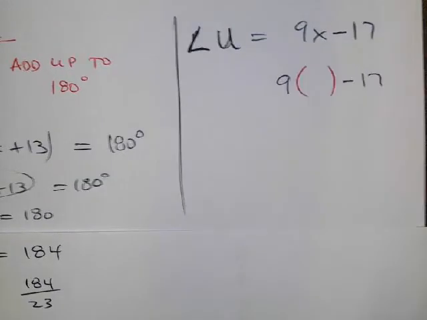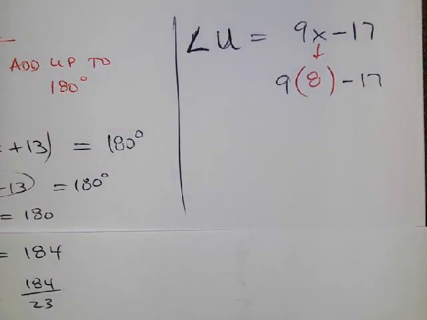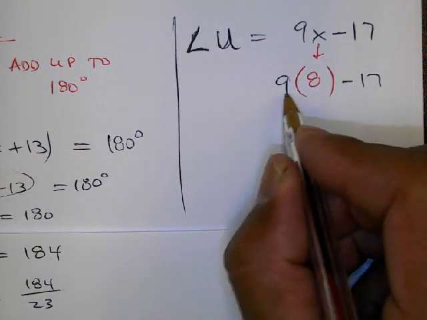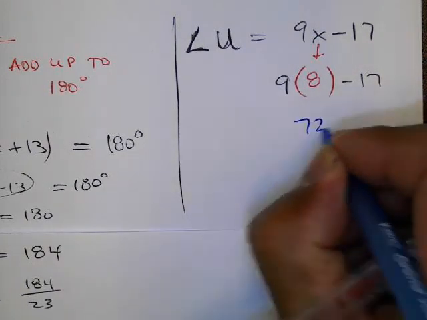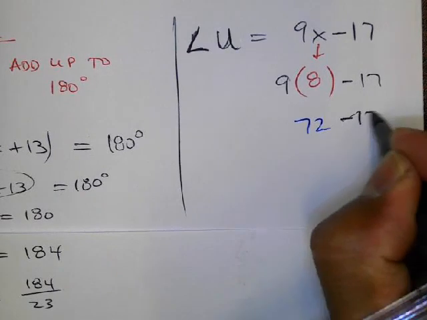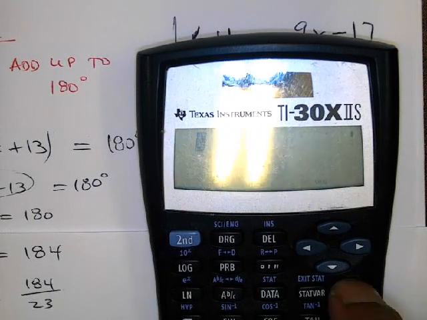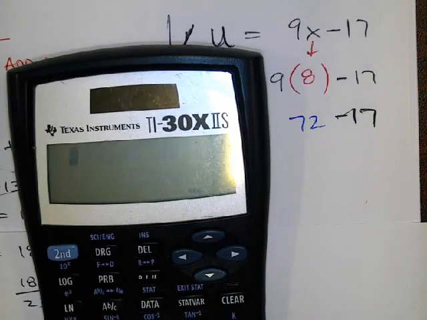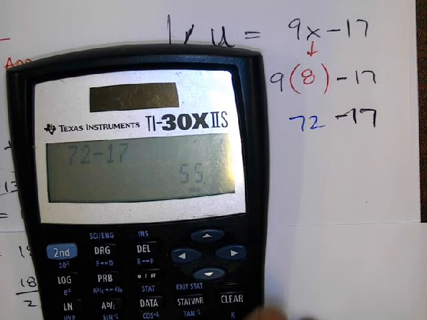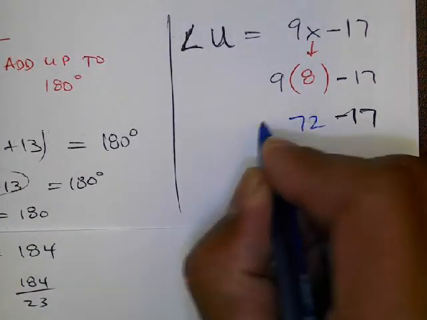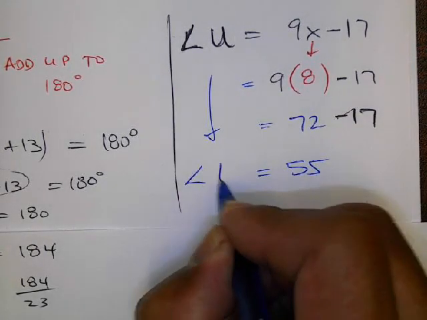So now remember I put this over here on the side. Now that I know my value of x, x is equal to 8, I put it right here in the expression for angle U. So angle U is going to be 9 times 8 and then take away 17. 9 times 8 is 72. 72 take away 17 is 55. All right, that's the answer for angle U.